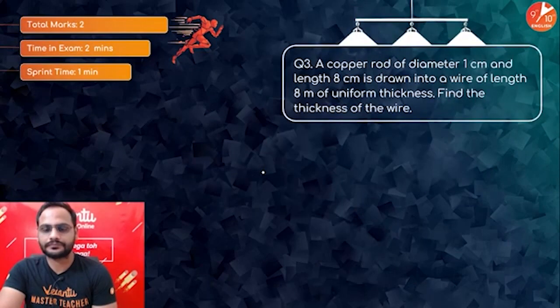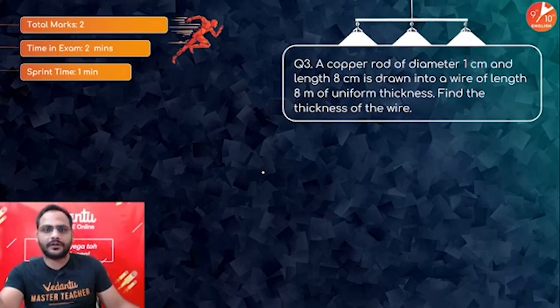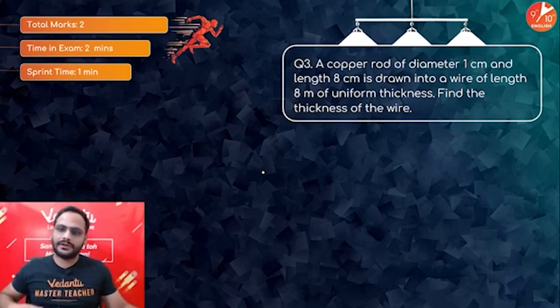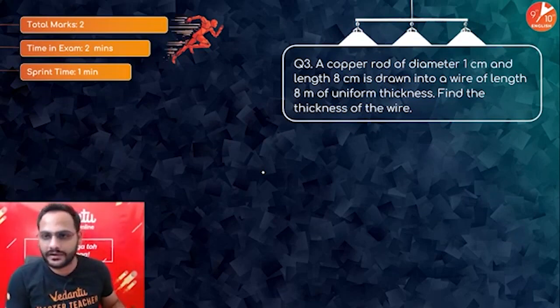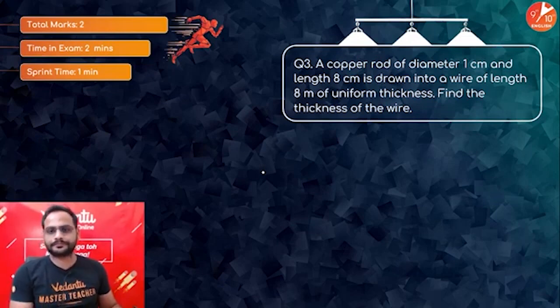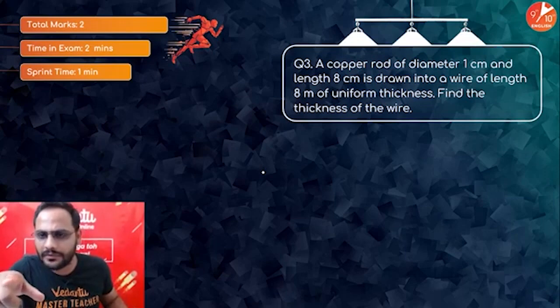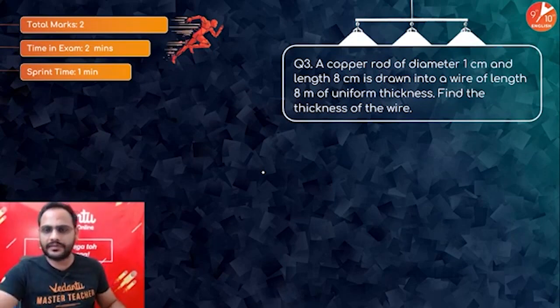Okay? Next question. A copper rod of diameter 1 centimeter and length 8 centimeter is drawn into a wire of length 8 meter of uniform thickness. Find the thickness of the wire. The rod is cylindrical. I think here the rod's diameter is 1 centimeter only. Okay, let's consider this as 1 centimeter.